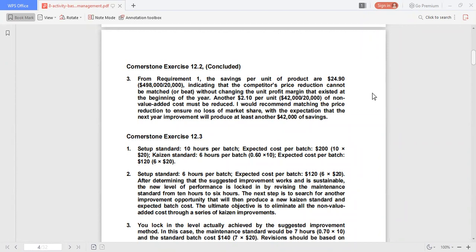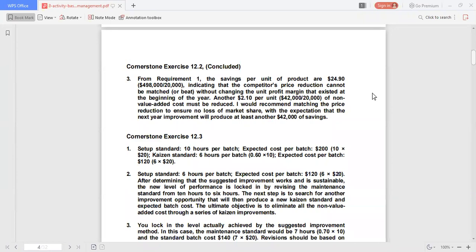What is the setup standard for setup hours and the associated cost at the end of the first quarter? Explain what is the next step in the Kaizen cost reduction process. So number two, setup standard, 6 hours per batch. Expected cost per batch is 120. After determining that the suggested improvement works and that it is sustainable, the new level of performance is locked in by revising the maintenance standard from 10 hours to 6 hours.